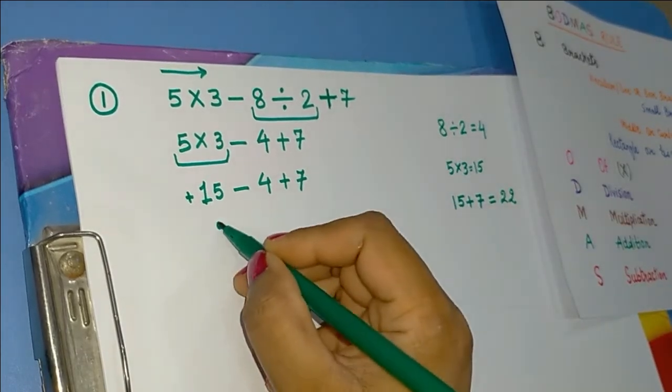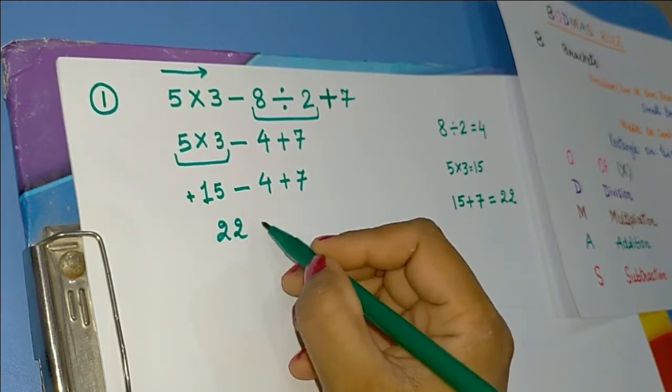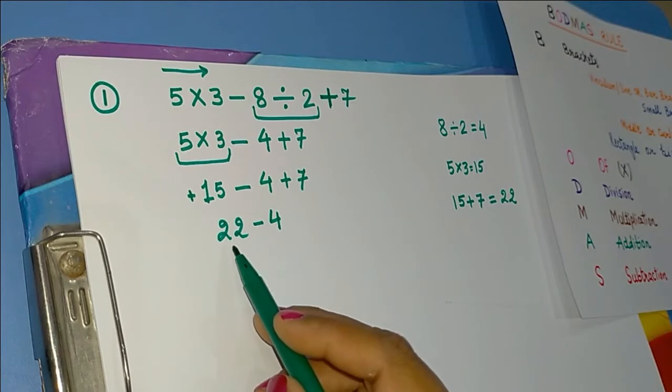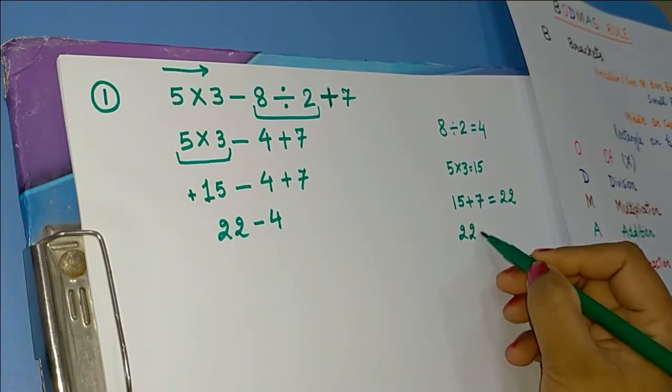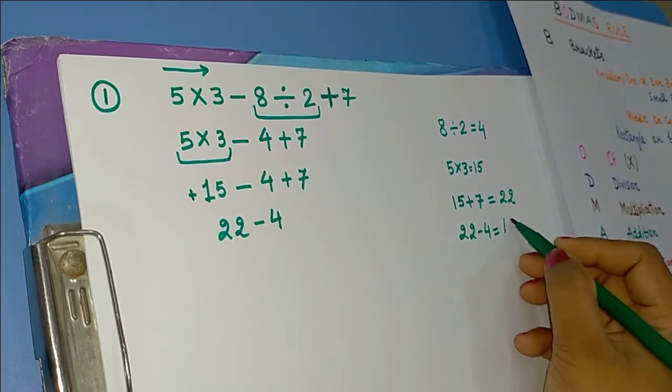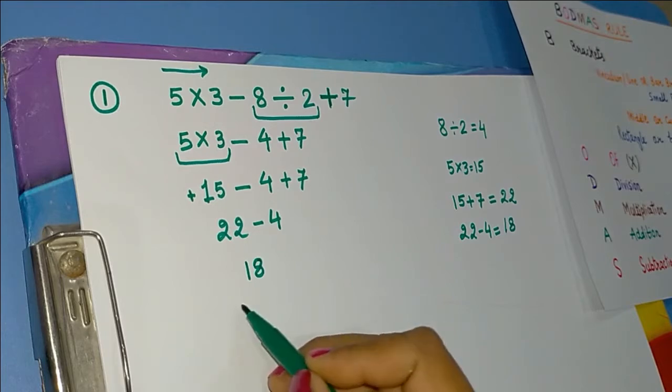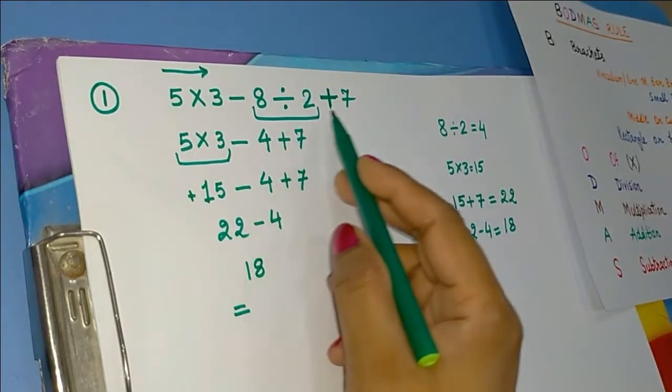So here we will write 22. Now minus 4 is as it is. Now we need to subtract 4 from 22. So here we know that 22 minus 4 is 18. So here we got 18. So this is the solution for our given expression.